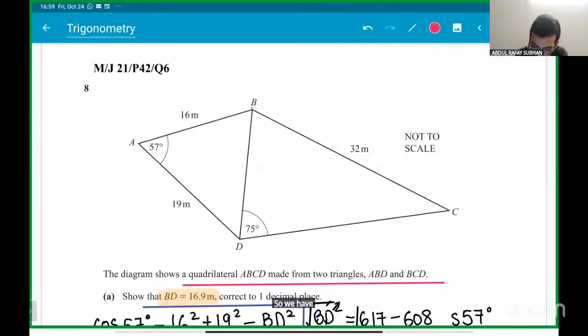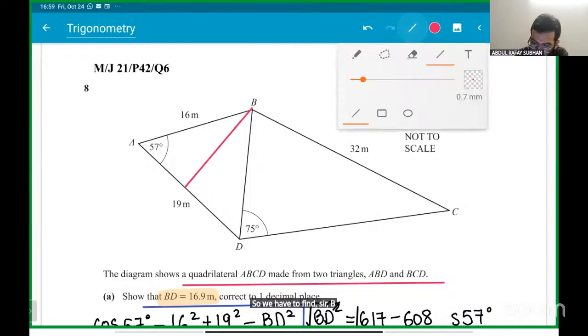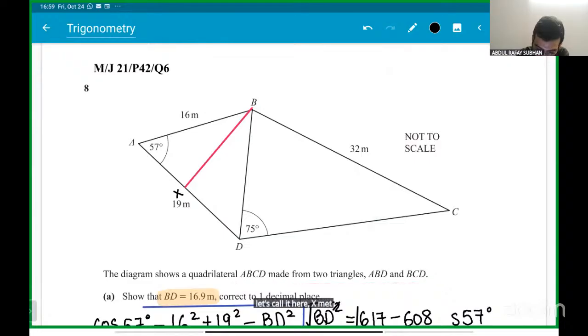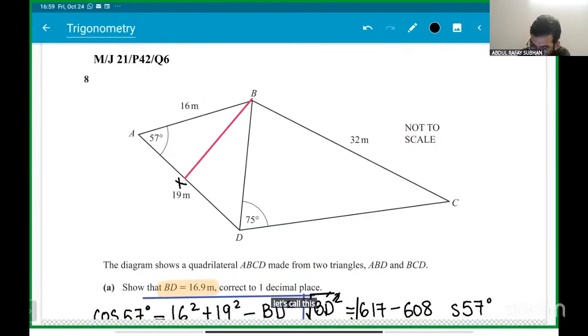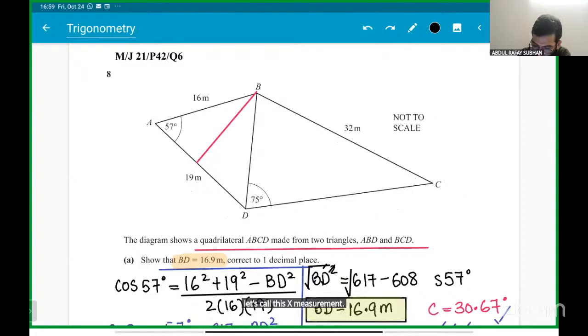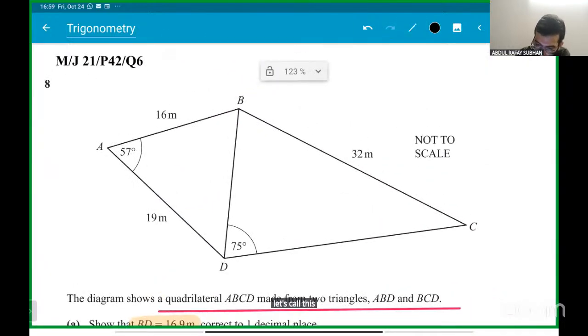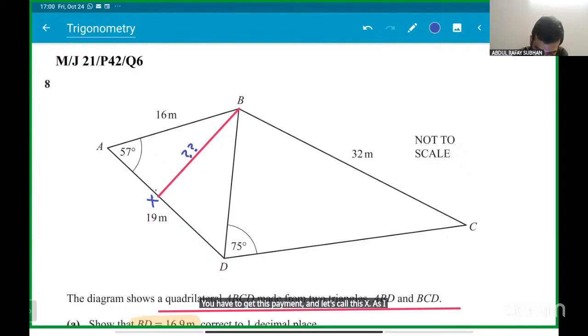So we have to find the shortest distance from B. Let's call it X meters. Let's call this X measurement from here to here, and you have to get this measurement. Let's put a question mark. As I always say, it's a 90-degree.